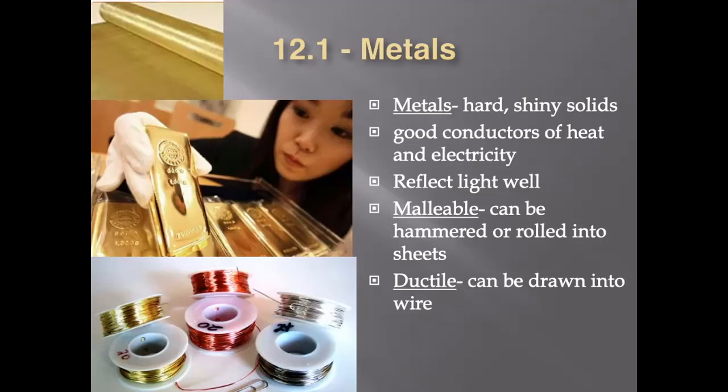And so gold can be incredibly thin. So you can have gold foil, gold leaves. It's one of the best metals at being made into very thin sheets. And metals as a whole have this property that they are malleable. They're also ductile. You can make them into wires. And so the bottom picture shows you gold, copper, and silver wires.